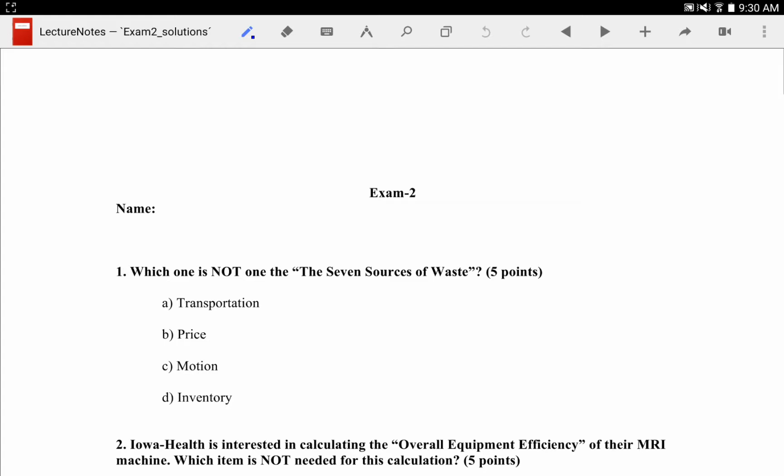First question: which is not one of the 7 sources of waste? Well, remember, price is not a source of waste. Price is what balances supply and demand.